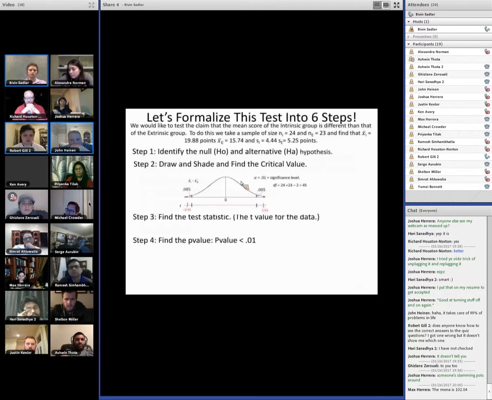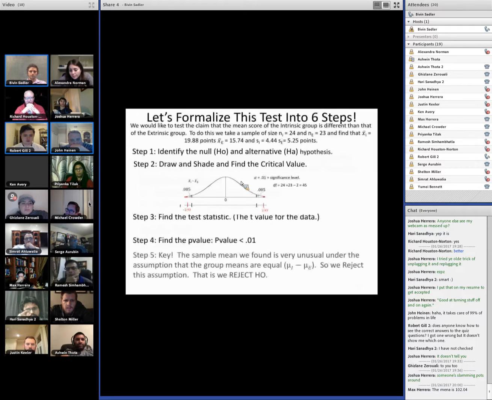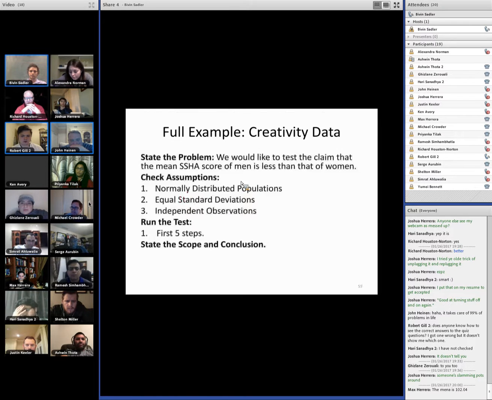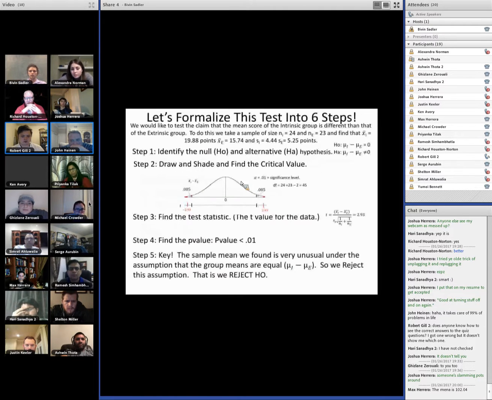We're going to run that step. We've already done this. We've seen this one before. You've done it in the homework. So there's the 5 steps. I rejected. We decided that there's evidence that the intrinsic group has a higher mean. So we did all that. So that was the first 5 steps.